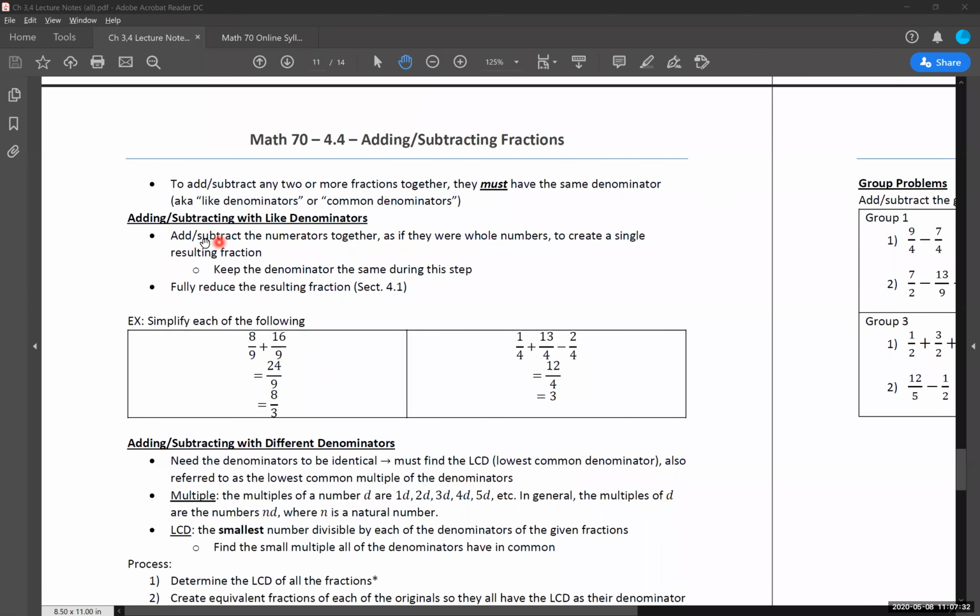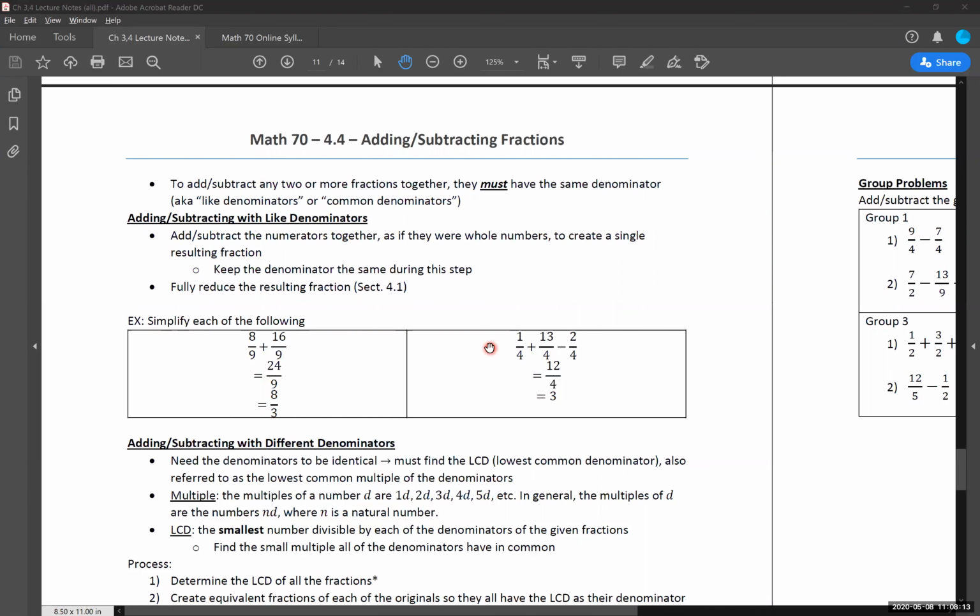And what are we doing from there? Well, I'm just going to add or subtract the numerators together to create a single resulting fraction. So only adding the numerator. 8 plus 16 is going to give me 24. The denominator stays the exact same during this step where I'm combining fractions together. So that's going to give me 24 over 9. Fantastic. It's now a single fraction. Can I reduce this down at all? We have to if we can. The greatest common factor between 24 and 9 is 3, so I can cancel that out from the numerator and denominator and get a resulting fraction of 8/3.